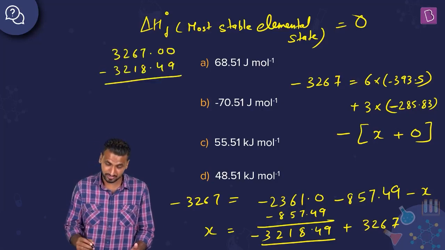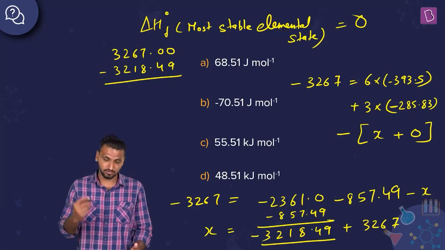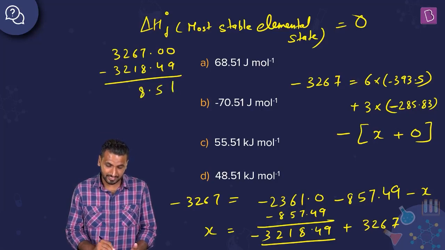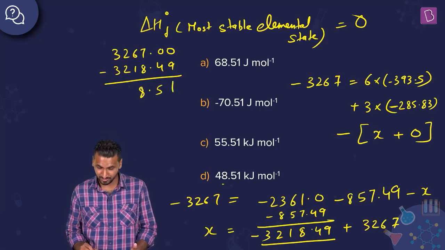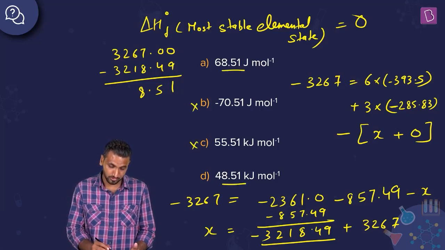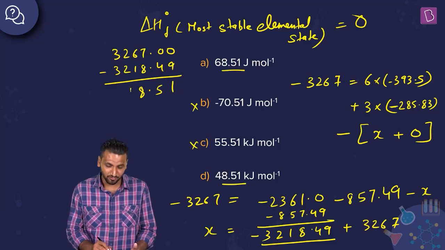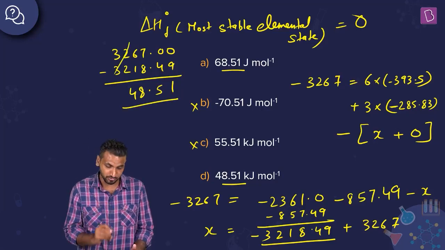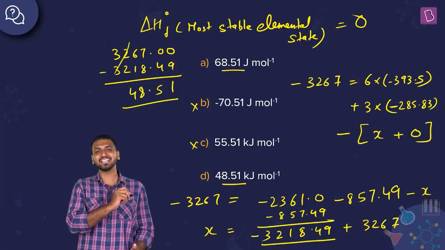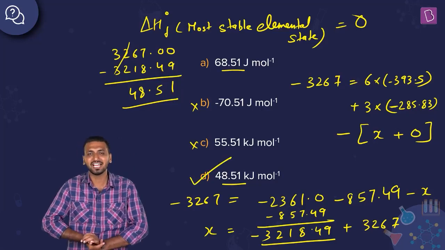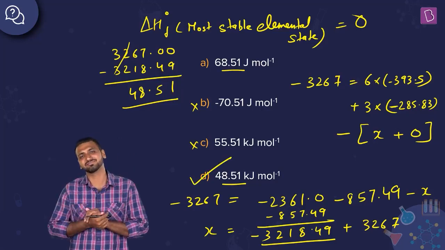You cannot take approximation. See, the options are really close. So this is 8.51. 48.51 with a negative sign or a positive sign? Of course, the positive sign. So D for Delhi, 48.51 kilojoule per mole is going to be the right answer to this question. And with that, we close this question. Thank you.